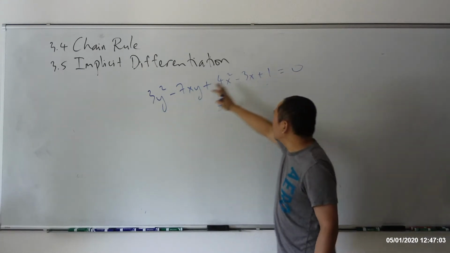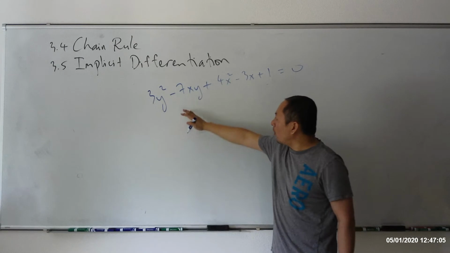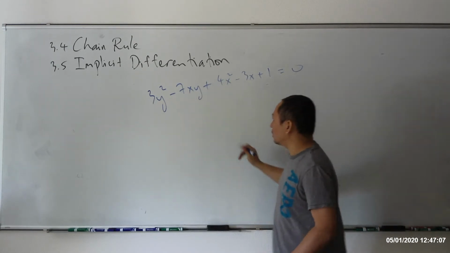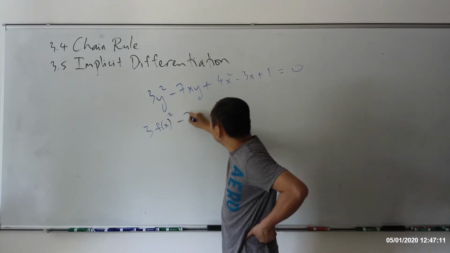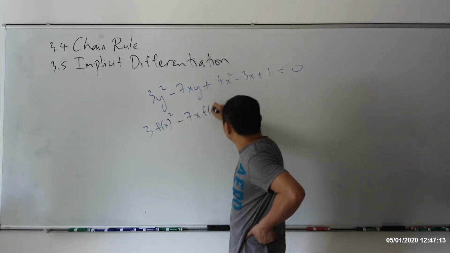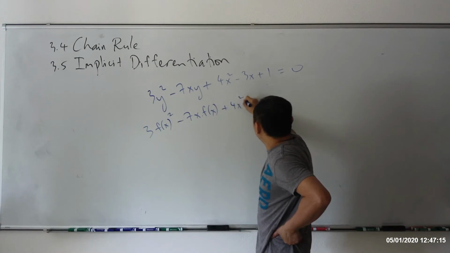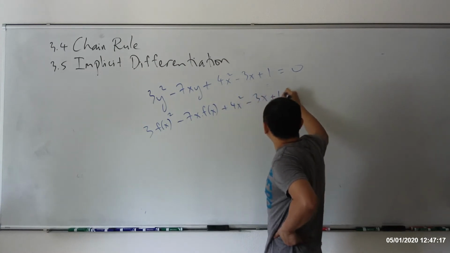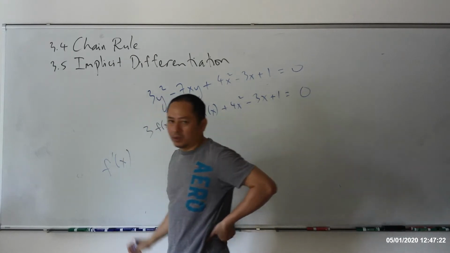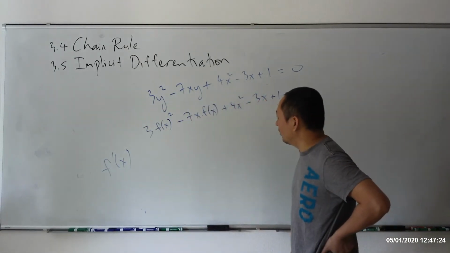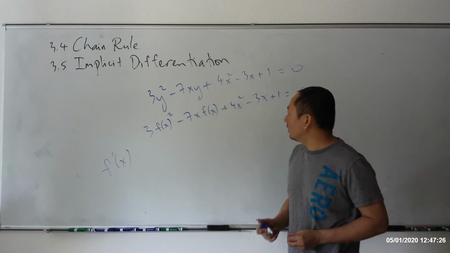Now, I want you to think of x as a variable and y as a function of x. So this one is no more than this: 3 f of x squared minus 7x times f of x plus 4x squared minus 3x plus 1 equal to 0. And the question asks you to calculate f prime of x. Of course, now you don't have a simple answer in terms of x anymore. You're going to have an implicit answer.